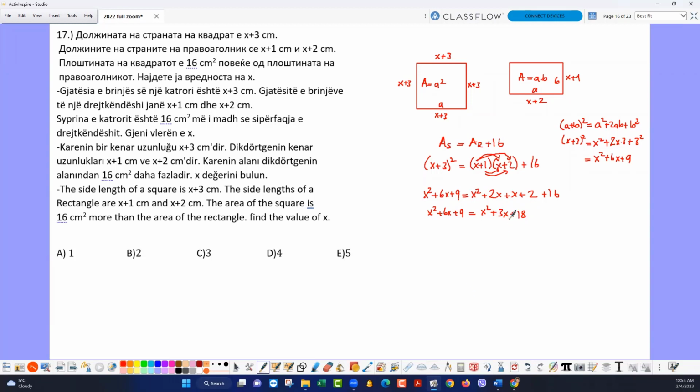As you see, I'm going to collect the unknown terms on one side, which is x squared plus 6x minus x squared minus 3x, equal to 18 minus 9. The known terms, 9 and 18, go to one side. X squared and minus x squared cancel each other. And 6x minus 3x is equal to 3x. 3x is equal to 18 minus 9, which is 9, and x is equal to 9 over 3, so x has to be 3, and the answer is again C.